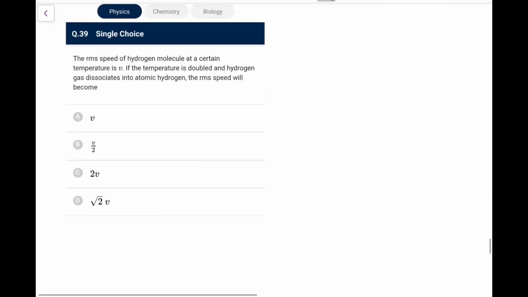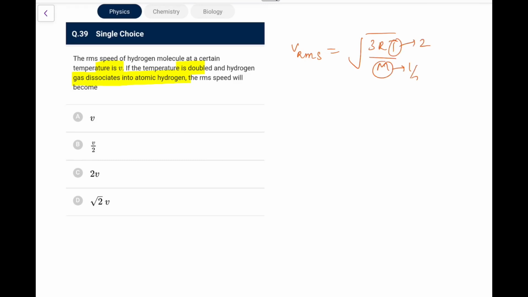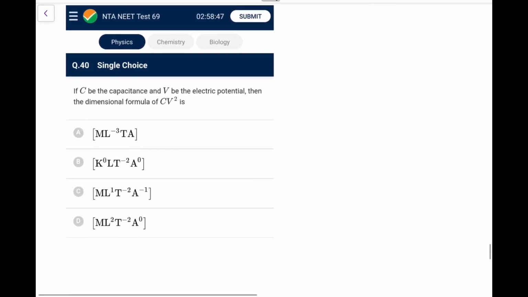Next one, the RMS speed of hydrogen molecule at certain temperature is V. If the temperature is doubled and hydrogen gas dissociates into atomic hydrogen, the RMS speed is. So what we write, VRMS, we write as root 3 RT by M. So temperature has doubled and it has dissociated, so mass has become half, so it is the factor of 4, so it will become 2V because root 4 is 2. So again an easy one, you have done such problems I suppose.